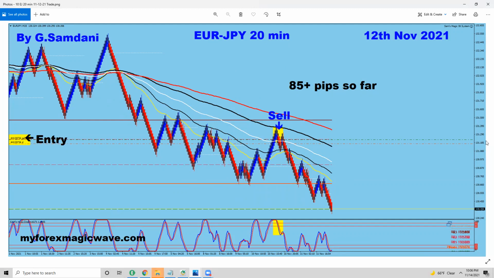So yeah, this is it for now. These are the only trades that I have.